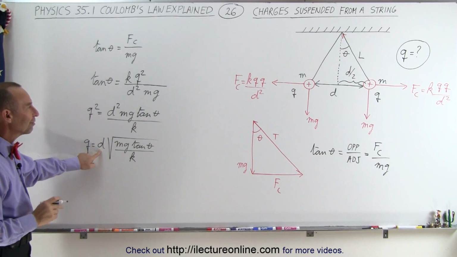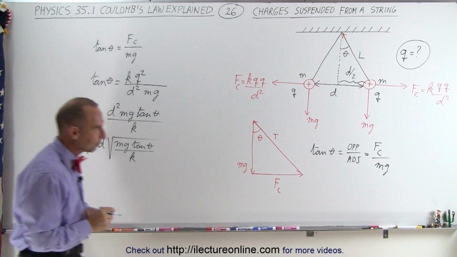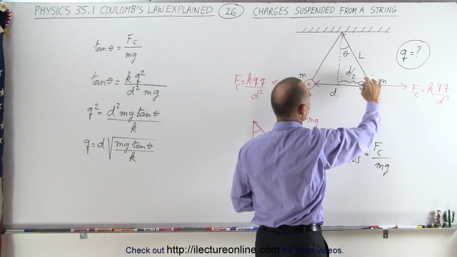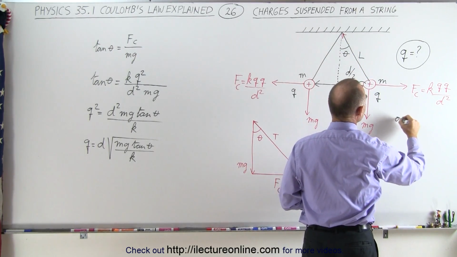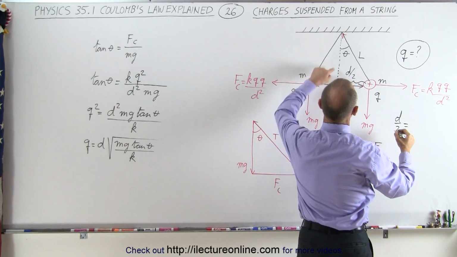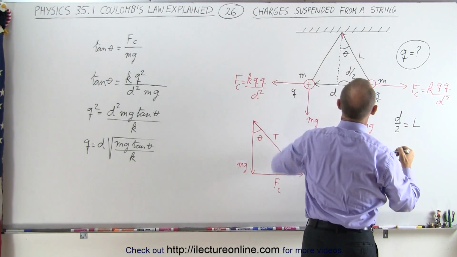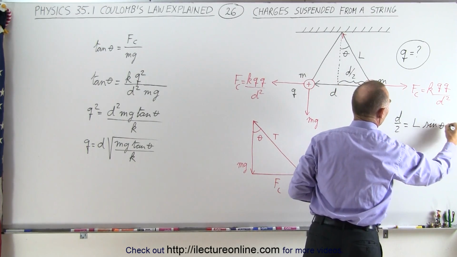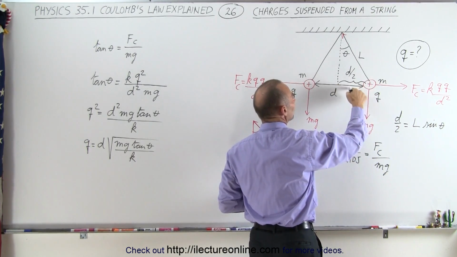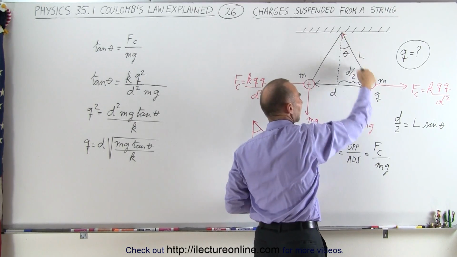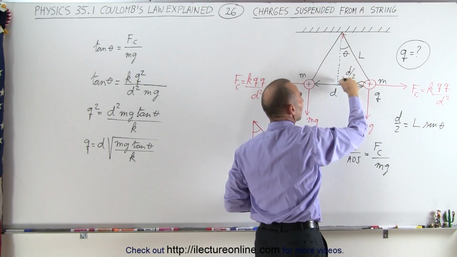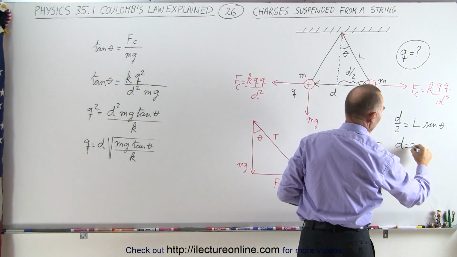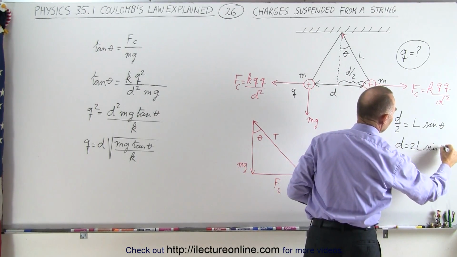The only thing left to do is find d in terms of everything else. So what we can say here based upon this triangle is that d divided by 2 is equal to the hypotenuse L times the sine of the angle theta. Because d over 2 is opposite to the angle, so we take the hypotenuse L times the sine of the angle theta should equal the opposite side, d over 2, which means that d is equal to 2L sine theta.